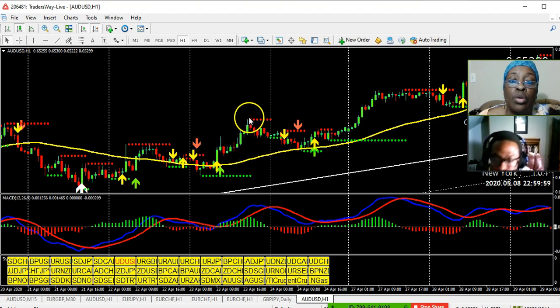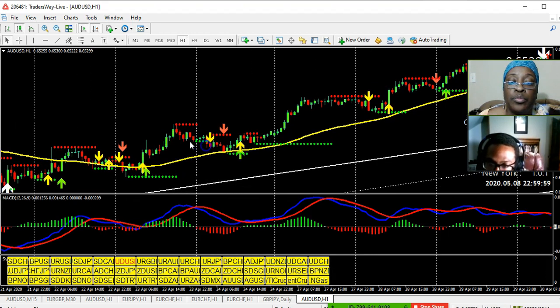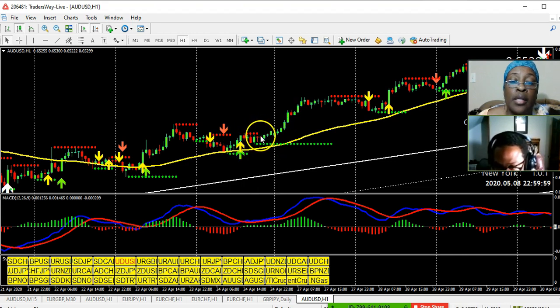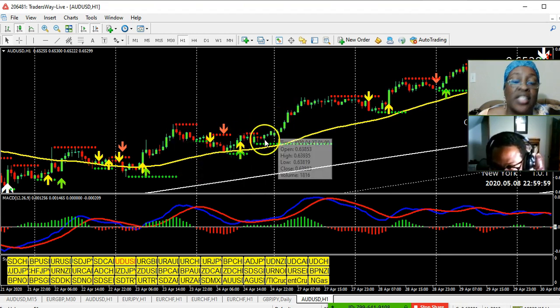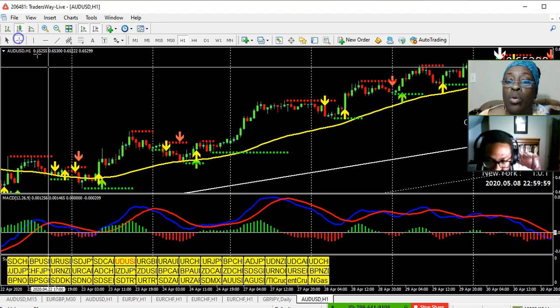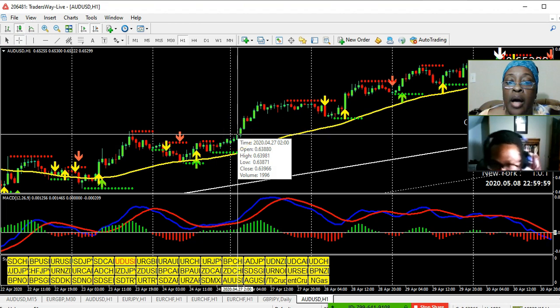So level 2, we pulled back, and then we continue. But see this continuation? It didn't break this previous high. So we're still in level 2 because it didn't break. When it breaks the previous high, that's another level, basically. So here, I already know, okay, this candle here is right below that resistance. I get it. But we're in level 3 though.